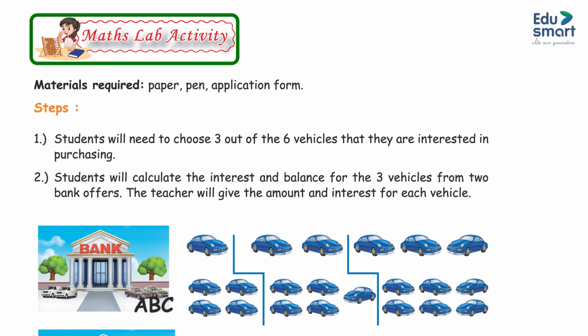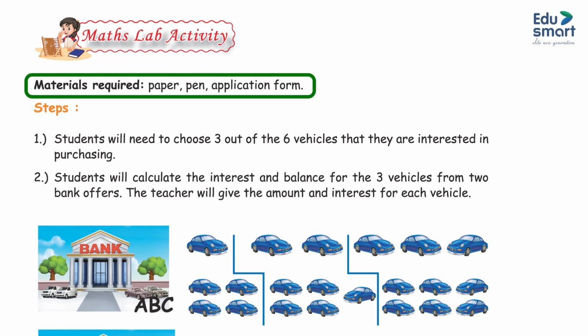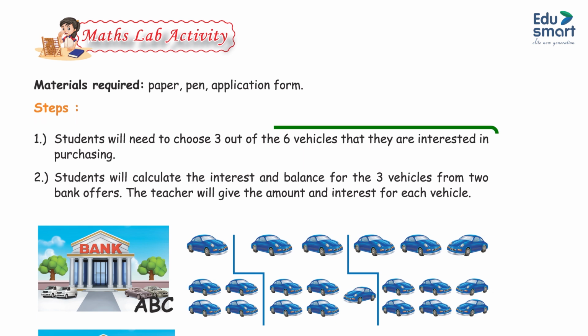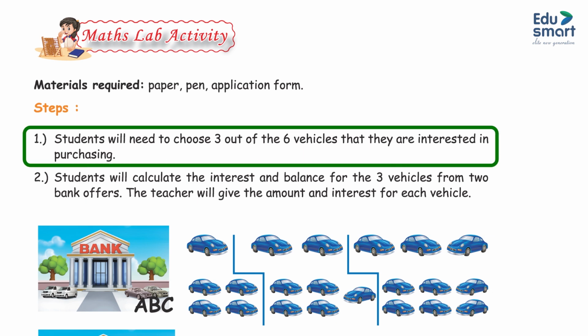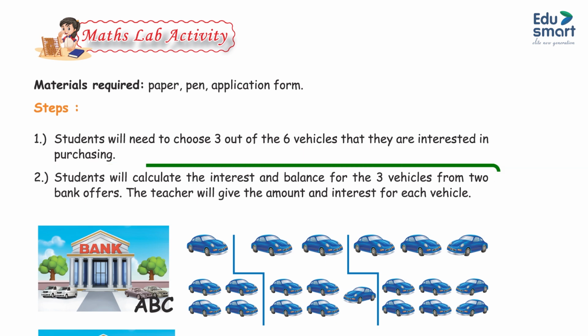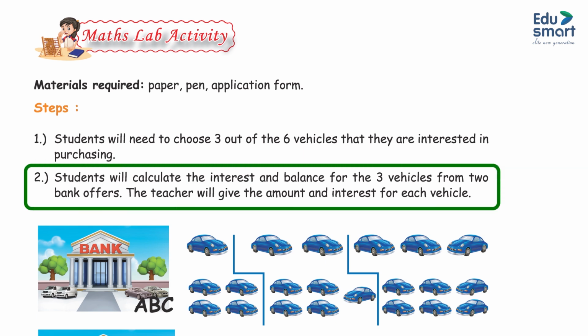Maths lab activity. Materials required: paper, pen, application form. Steps: 1. Students will need to choose 3 out of the 6 vehicles that they are interested in purchasing. 2. Students will calculate the interest and balance for the 3 vehicles from 2 bank offers. The teacher will give the amount and interest for each vehicle.